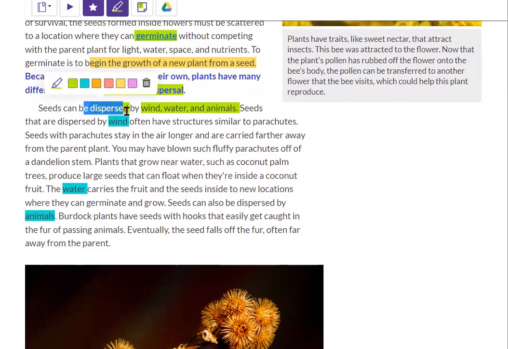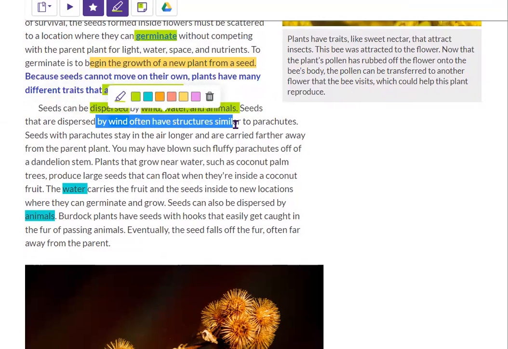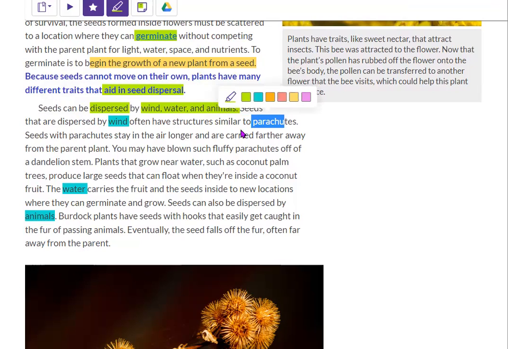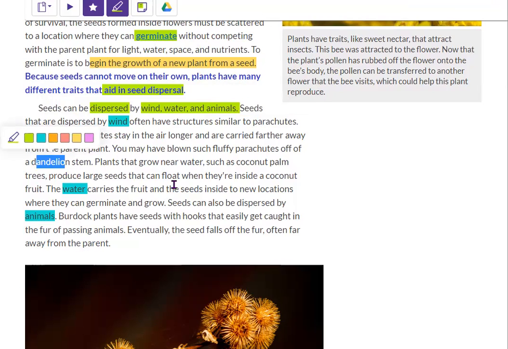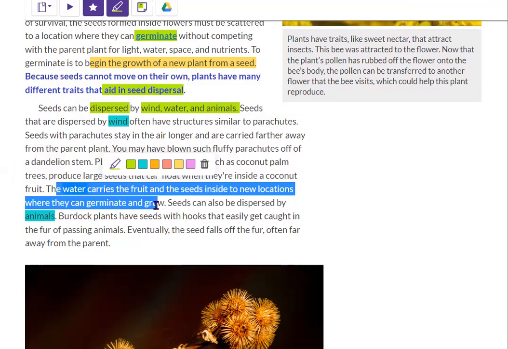Seeds could be dispersed by wind, water, and animals, right? Plants will often have seeds that are dispersed by the wind. These seeds typically have structures that are like parachutes. Think about the dandelion, right? And so the dandelion seeds fly in the wind pretty easily. Water will also carry fruits and seeds to new locations where they can germinate and grow.